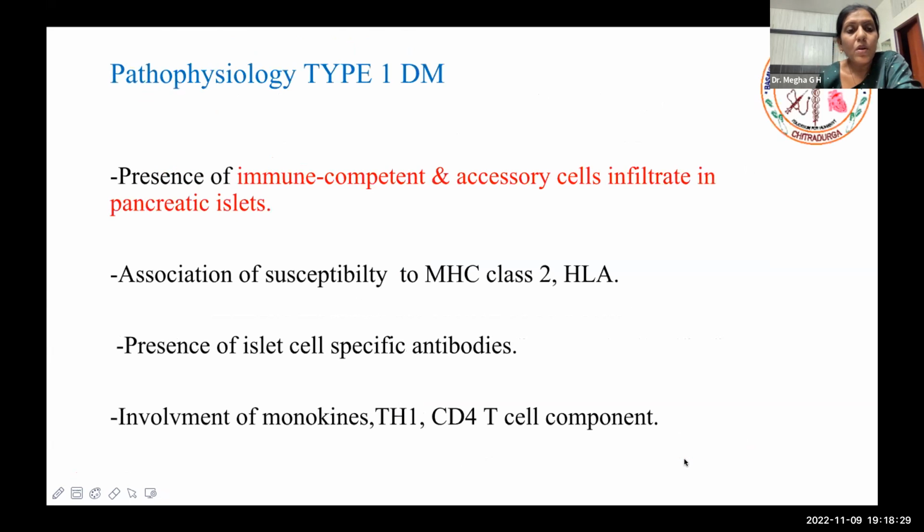Coming to pathophysiology, here we can demonstrate the presence of immune-competent and accessory cell infiltrates in the pancreatic islets. We can also demonstrate the association of susceptibility with MHC class 2 and HLA. We can demonstrate the presence of islet cell-specific antibodies. And we can also show the involvement of monokines and CD4 T cell components.